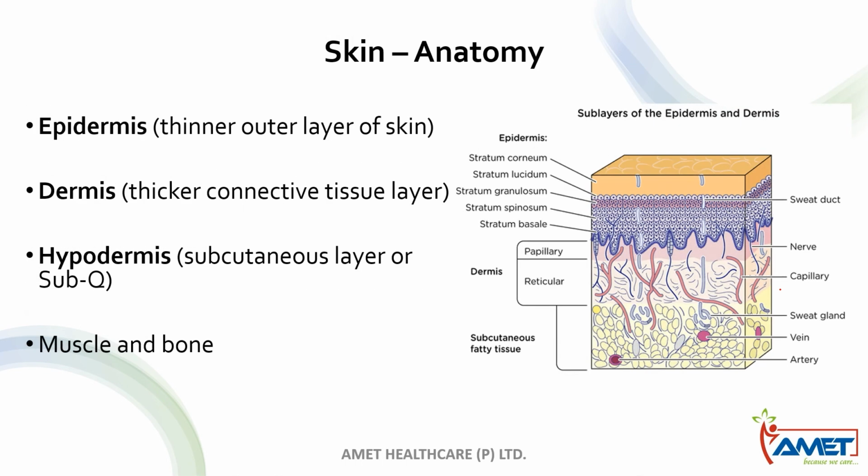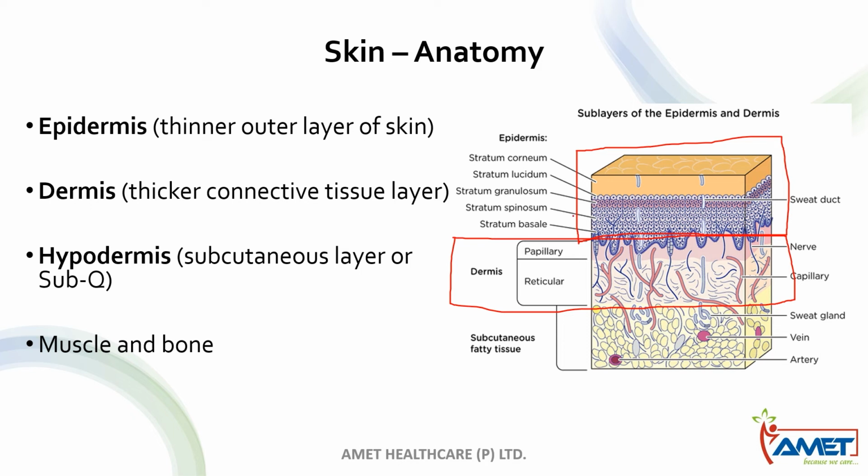Then we will move further to the skin anatomy. So skin has three layers, that is epidermis, dermis, hypodermis, and under that are muscles and bones. If you see this diagram, the whole part over here is epidermis, as well as this part over here. This is dermis, and underneath it is subcutaneous fatty tissue, hypodermis, or muscles and bones.